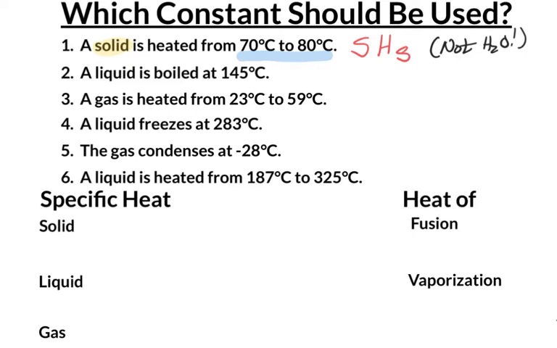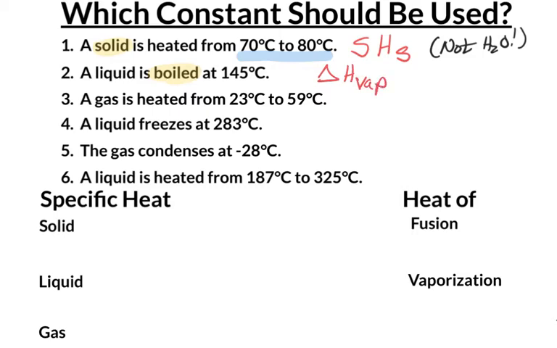Number 2, a liquid is boiled at 145 degrees Celsius. Again, this is not water, right? Because water would be completely boiled at 100 degrees Celsius. So is this a specific heat kind of question or a heat of? Notice that it says it is boiled at 145 degrees Celsius. So that is not changing temperature. What it will be doing is changing states as it's boiling, so that tells us it's turning into a gas. So this should be a heat of, because it's the same temperature, but we're changing it to a gas, so that'll be a heat of vaporization.